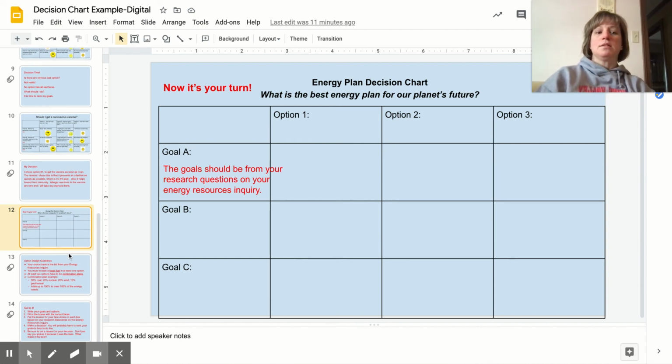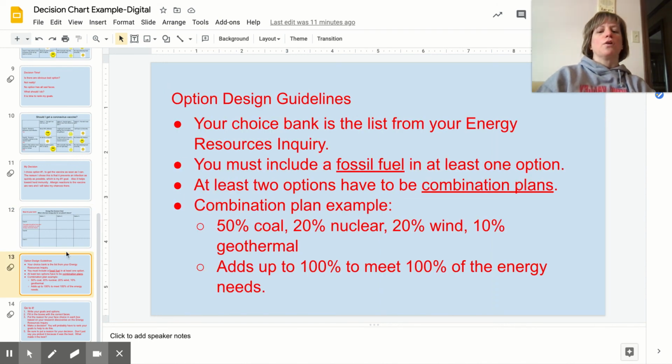Now, the options, I have specific guidelines for you. Let's check this out. Your option guidelines are this. Your choice bank is the list from the energy resources inquiry. So you remember how you were copying and pasting those pictures, things like coal, natural gas, solar, hydroelectric, and so on. That's your choice bank. Now, here's the rest of it. You must include a fossil fuel in at least one option. So there were 2 fossil fuels on that list, natural gas and coal. One of those 2 has to be in at least one option, okay?